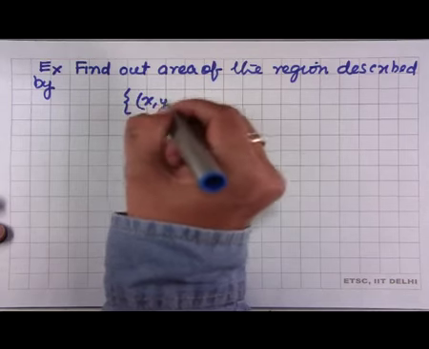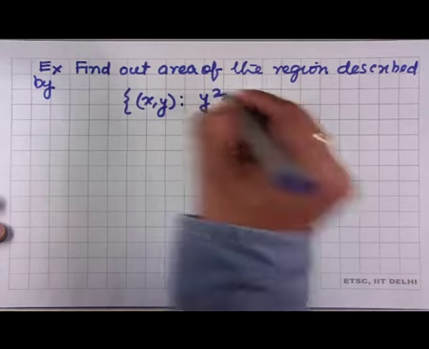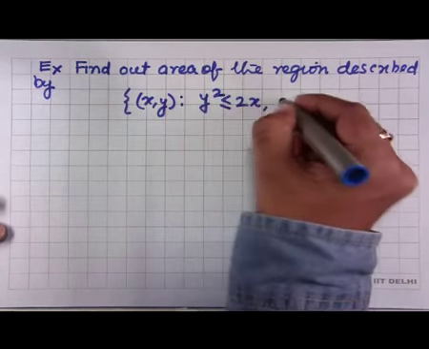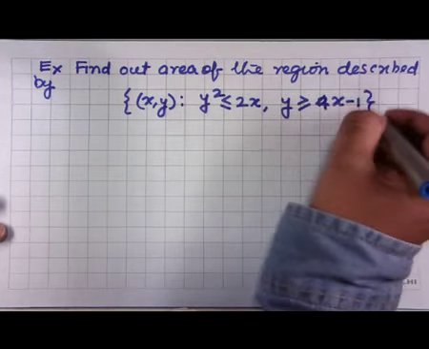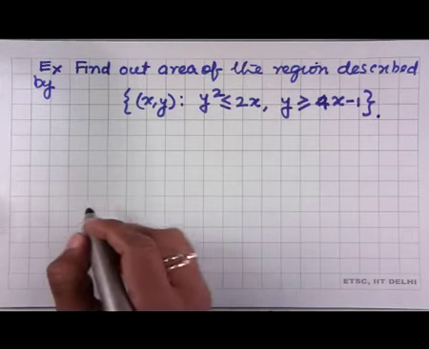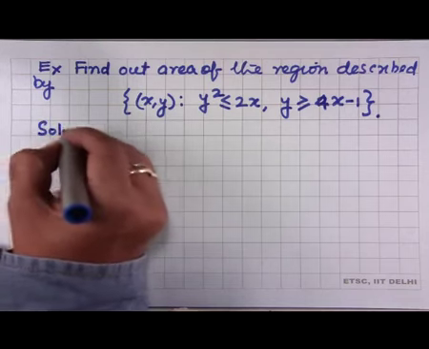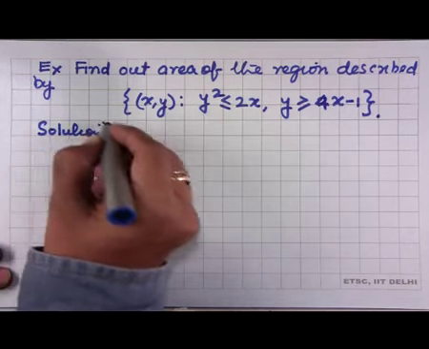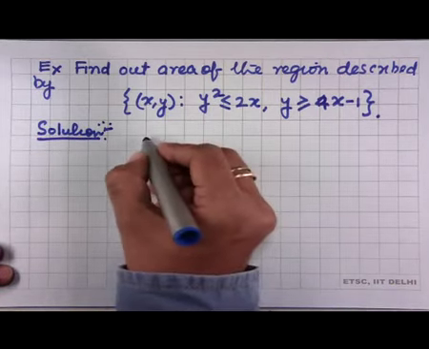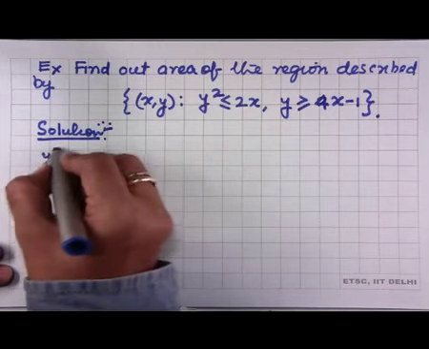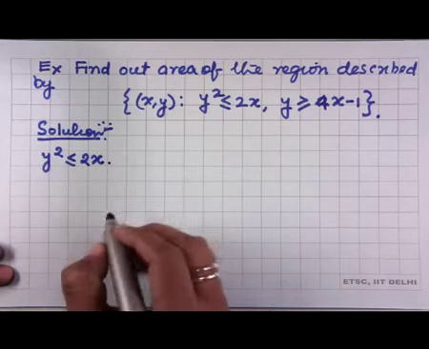So, the area is defined by a set in Cartesian plane, y greater than or equal to 4x minus 1. So, the first step to solve this problem is we need to identify the region. So, let us first find out what is represented by y square is less than or equal to 2x.